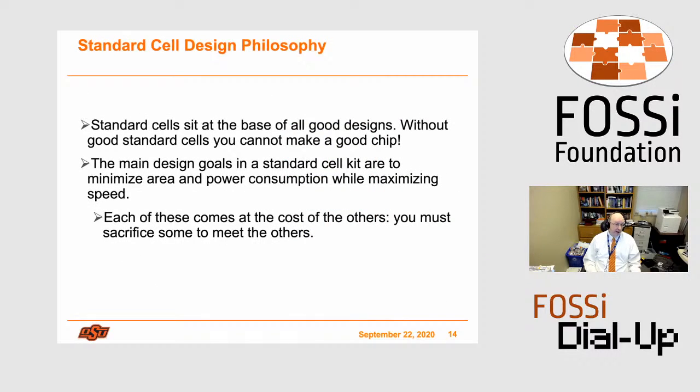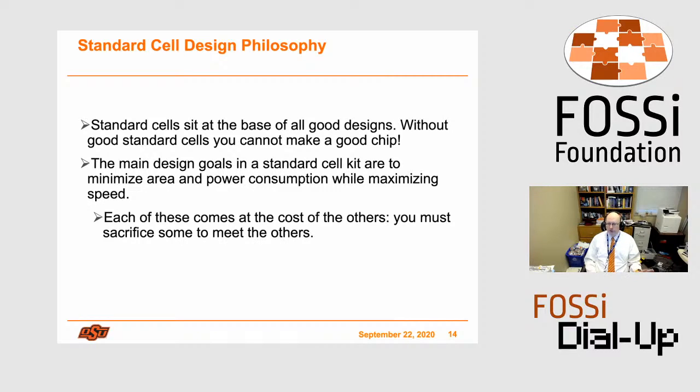The standard cells that we design sit at the base of all good designs. And so that's what our ultimate goal is. And so we always know without good standard cells, you can't make a good chip. So our main goals on the kit are to minimize the area and power consumption, while trying to maximize speed, at least for the 18-track version that we have, and then for the coming ones that are coming out very, very soon. Each of these, of course, comes at a cost to others. Of course, you can't get the total speed without a lot of power and so forth. And so you must sacrifice some of these to meet the other types of constraints that are there.